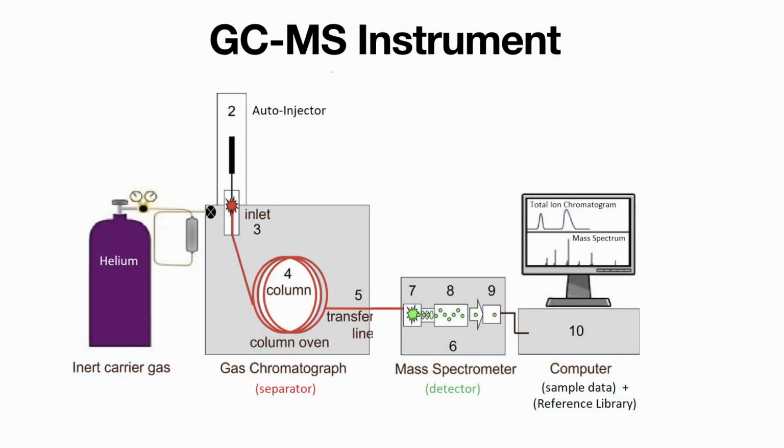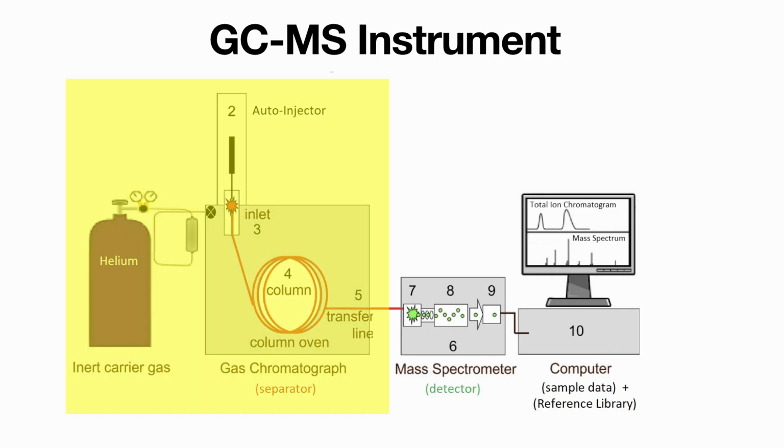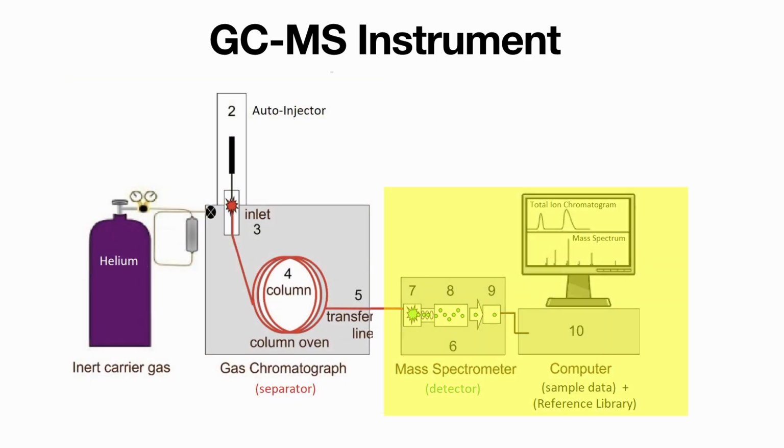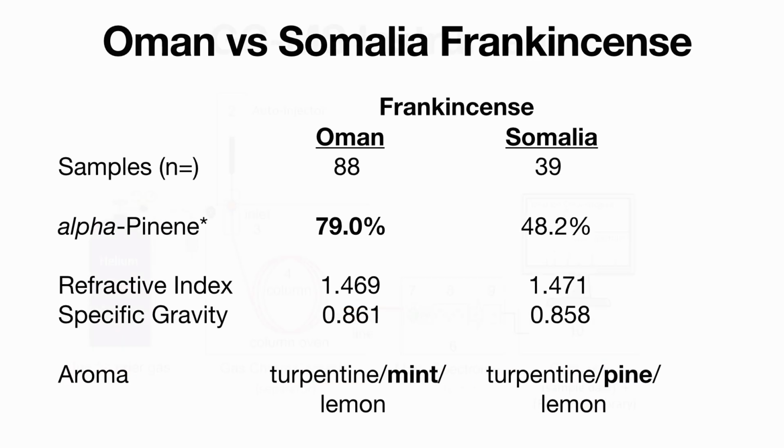If we look at the GCMS instrument, it's made of two parts. The GC, which is separating the molecules, and the MS, which is the mass spectrometer that identifies and provides a name for each of the molecules and provides the abundance of the molecules, all put together in a GCMS report.